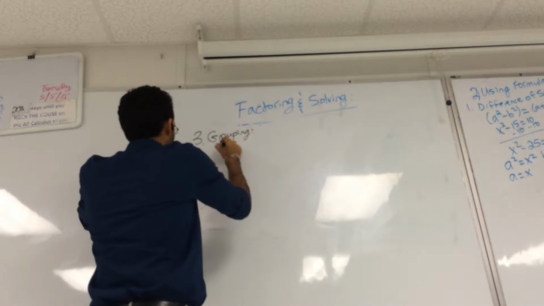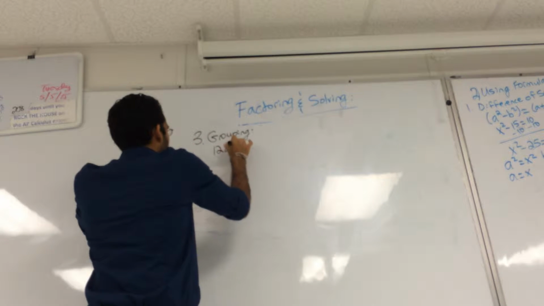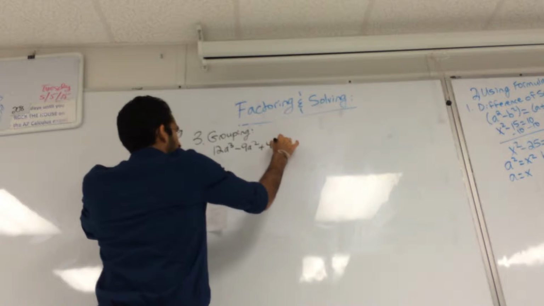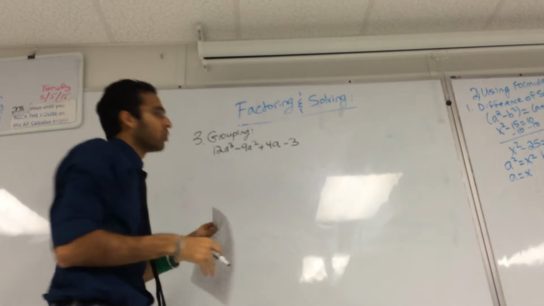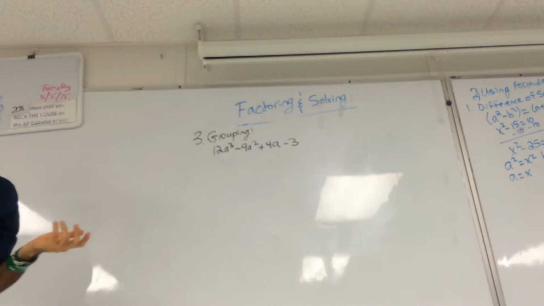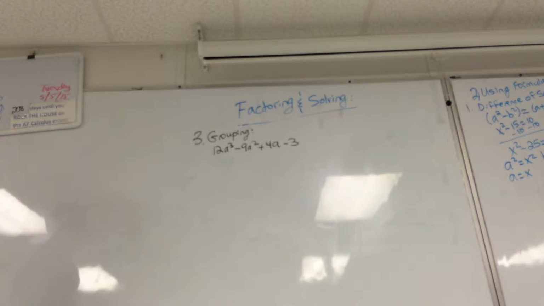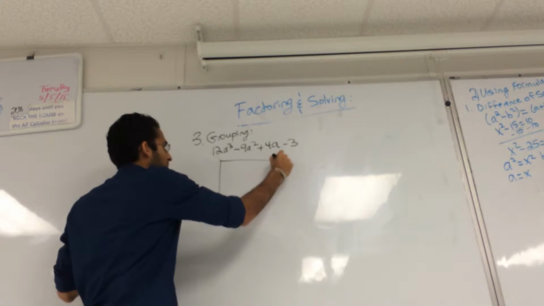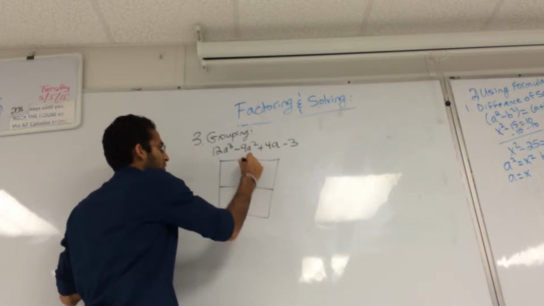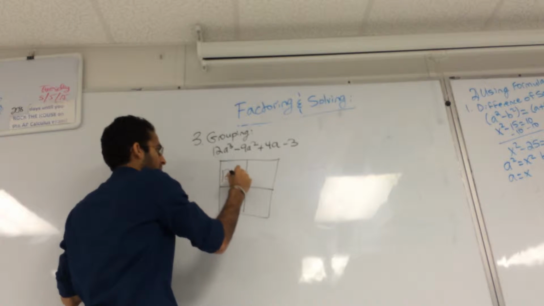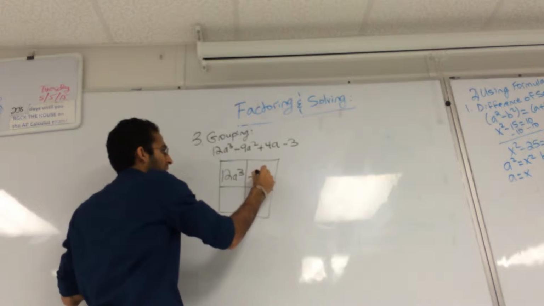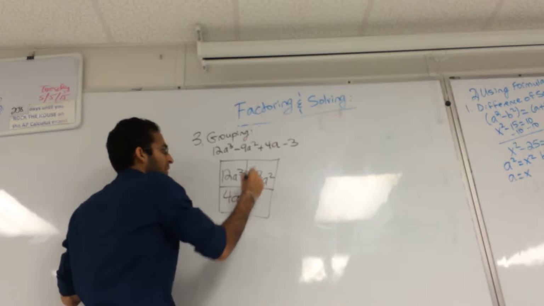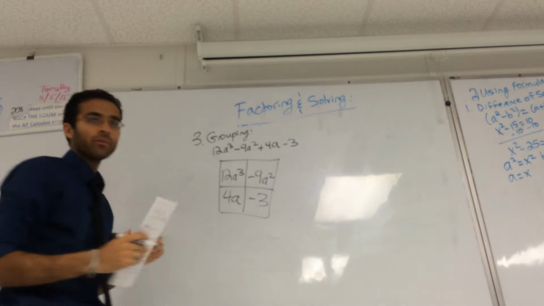So this says 12a cubed minus 9a squared plus 4a minus 3, and the goal is to factor this. So if I was using the box, which I believe is the way you all would have solved this last year, you would have drawn the box, and you would have said, okay, let me put 12a cubed here, let me put minus 9a squared here, let me put 4a here, and let me put negative 3 here.